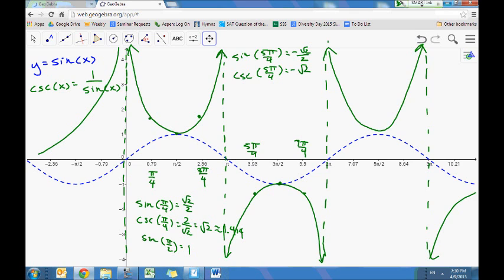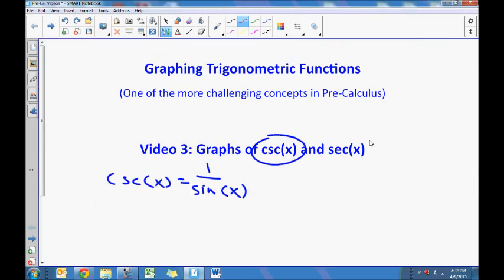I'm sorry, that's backwards. And so the green is the graph of the cosecant of x.